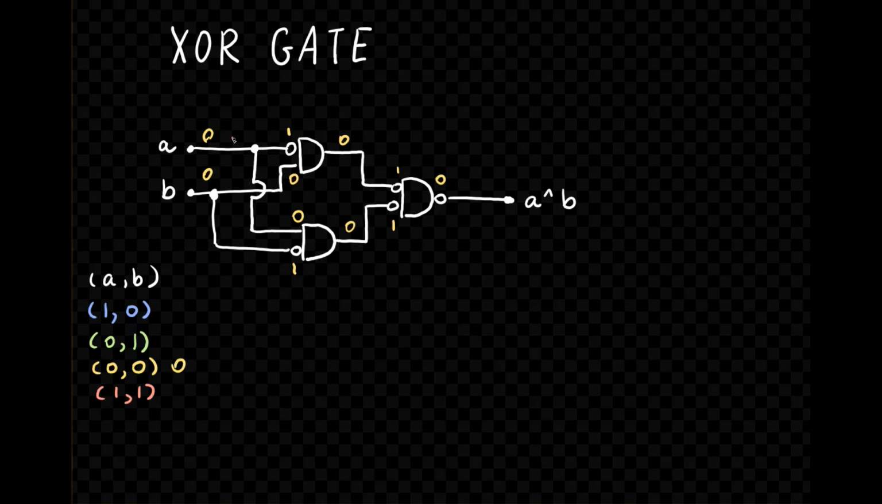Then lastly, for 1 and 1, we invert A, 0 and 1 is 0, then we get 1 here, 0, 0, 1, 1, and then we get 0 here, so A XOR B is 0 again.